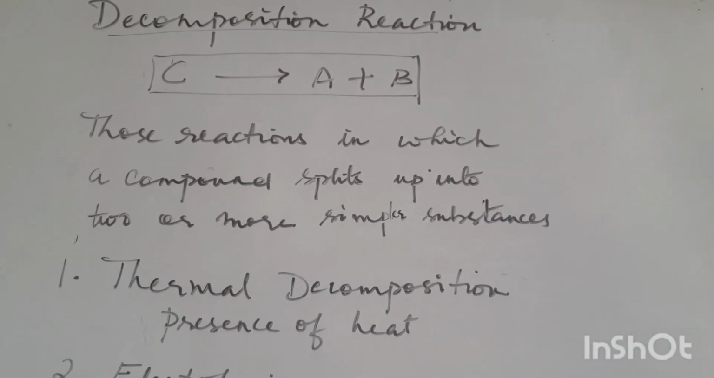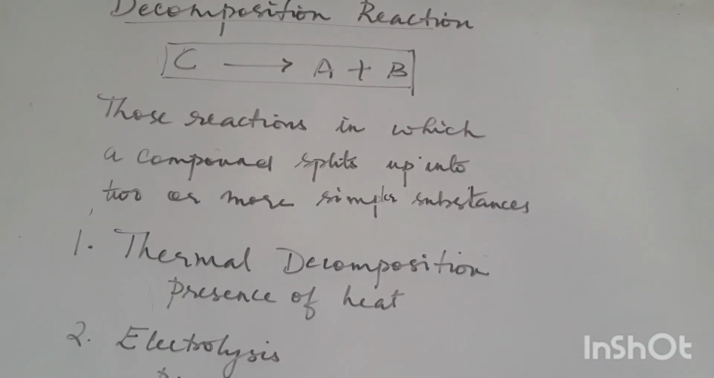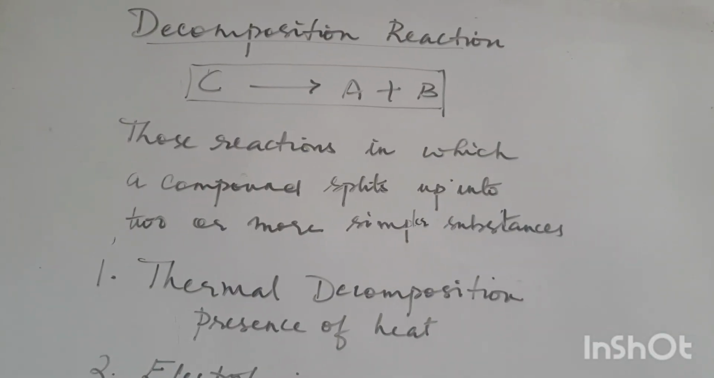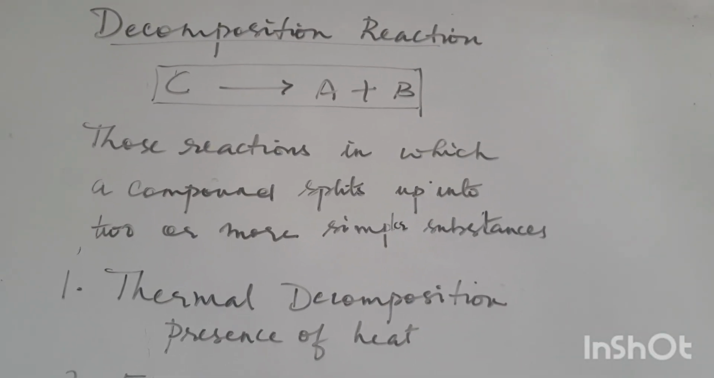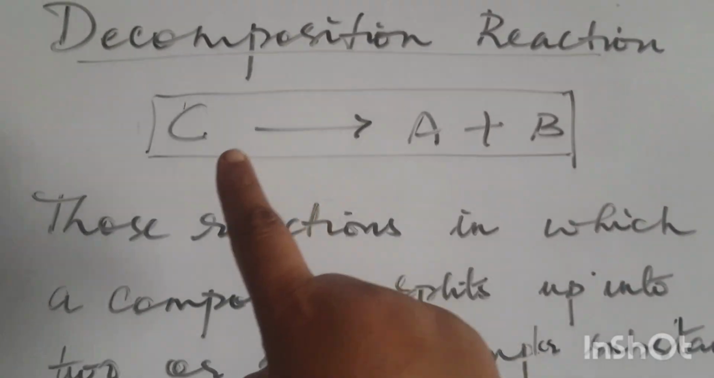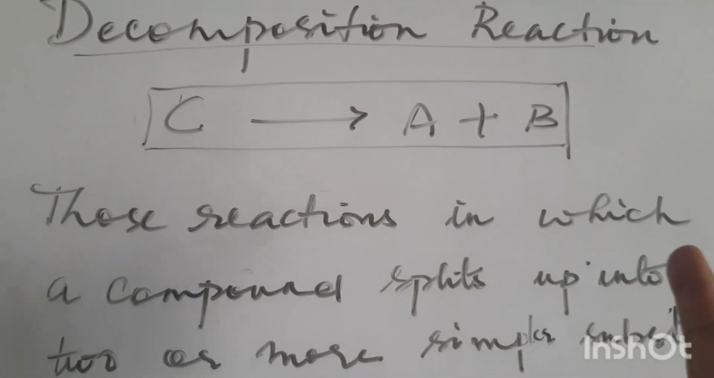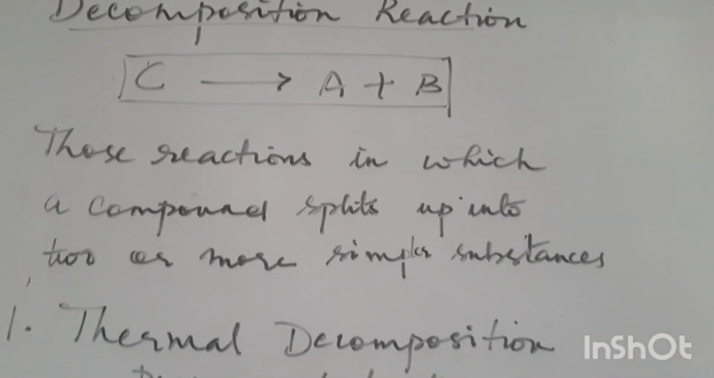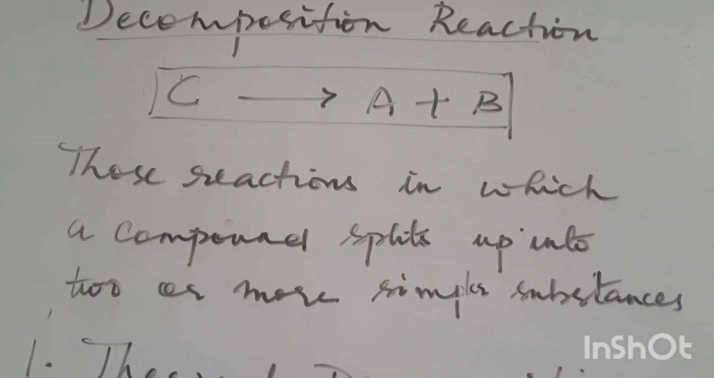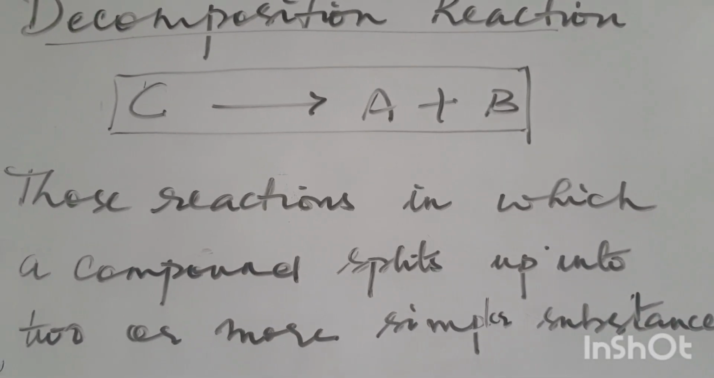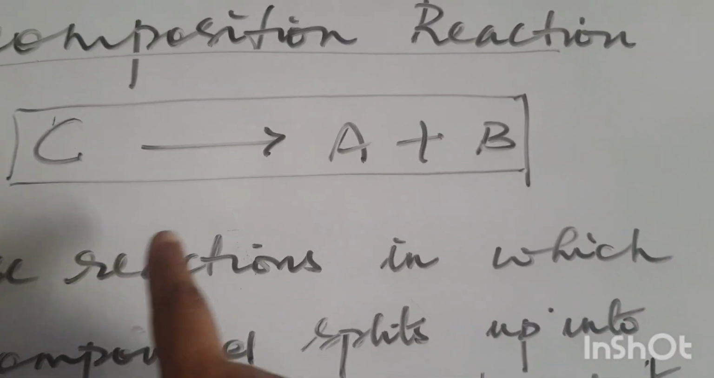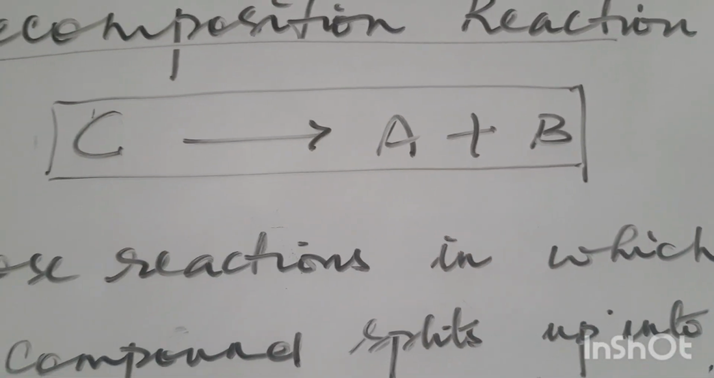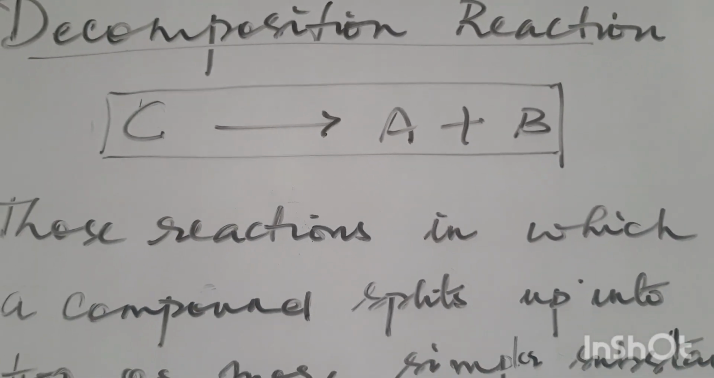Coming to the second one, your second reaction, that is decomposition reaction. I've written here C gives A plus B. What does that mean? I have a compound C which splits to form, or else you can say it decomposes to form 2 substances. I've written over there A and B. So C is a compound that splits to form two simpler substances, that is A and B.